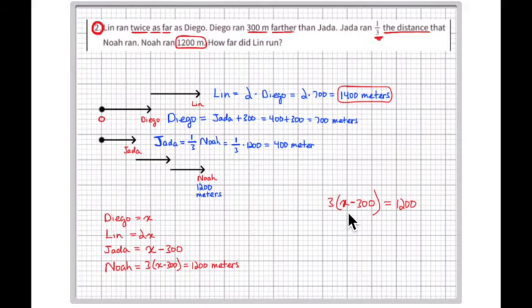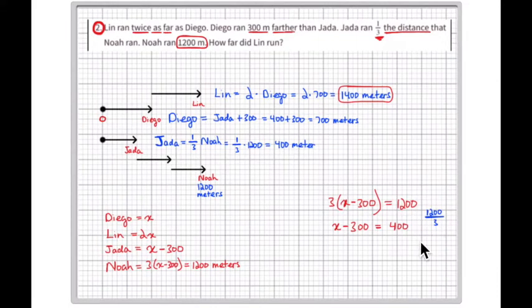So if I do that without using the distributive property, I know that Jada's run is 1/3 this distance. This is 3 times Jada. So Jada is 1/3 of this. So 1/3, the multiplicative inverse of 3, is 1/3. 1/3 times 3 is going to make this 1. It's going to make this Jada's run. It's 1/3 of 1,200. So 1/3 of 3 times x minus 300 is this x minus 300 equals 1/3 of 1,200, or 400 meters.